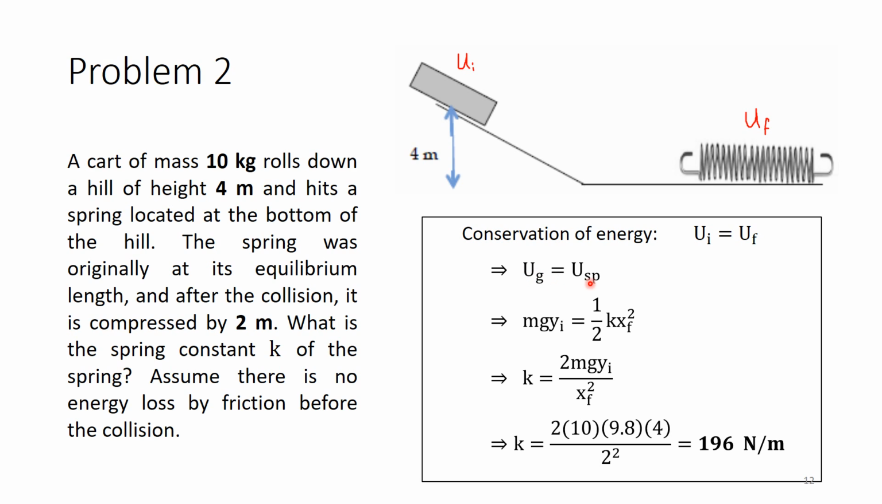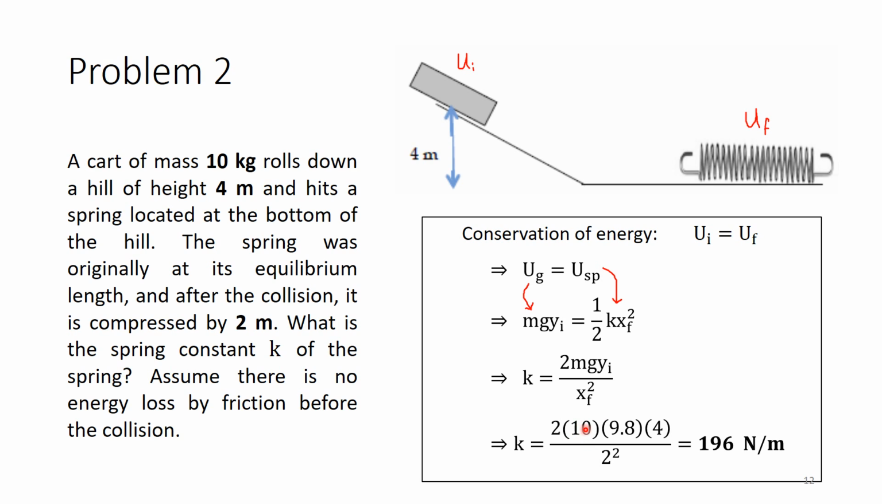So plug in gravitational energy for the initial and spring energy for the final. Then plug in the equations: gravitational energy is mg times y, and spring energy is half times k times x final squared. Rearrange the equation and solve for k. We get k equals 2mgy over x final squared.